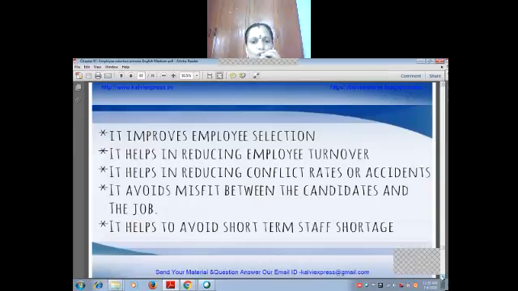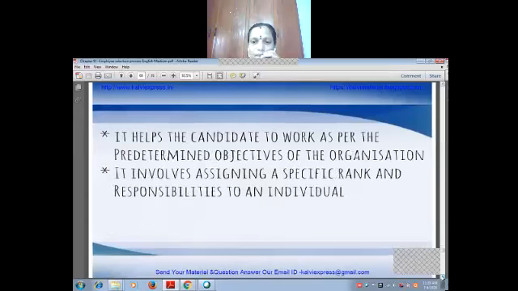Okay. It helps to avoid short-term staff shortage. So automatically the people are coming and going. Automatically they are recruiting, so the shortage of staff will not be there. So continuous process will be there. It helps the candidates to work as per the predetermined objectives of the organization. Before itself, they will plan which person will work in which place. So, everything they will plan and give. So, everything is predetermined. Okay. So, they will go and settle in their workplace.